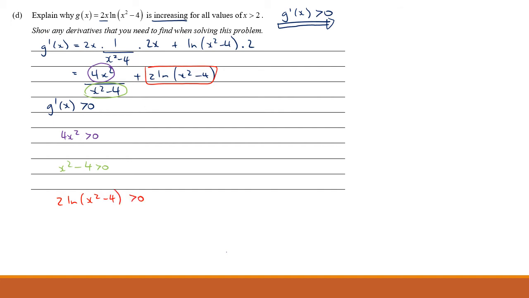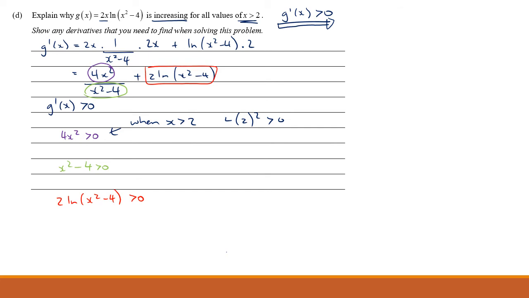So let's go through and try and prove that. Remember, this is for when x is greater than 2. 4 lots of 2 squared is always greater than 0, isn't it? Whenever x is equal to 2, so whenever.